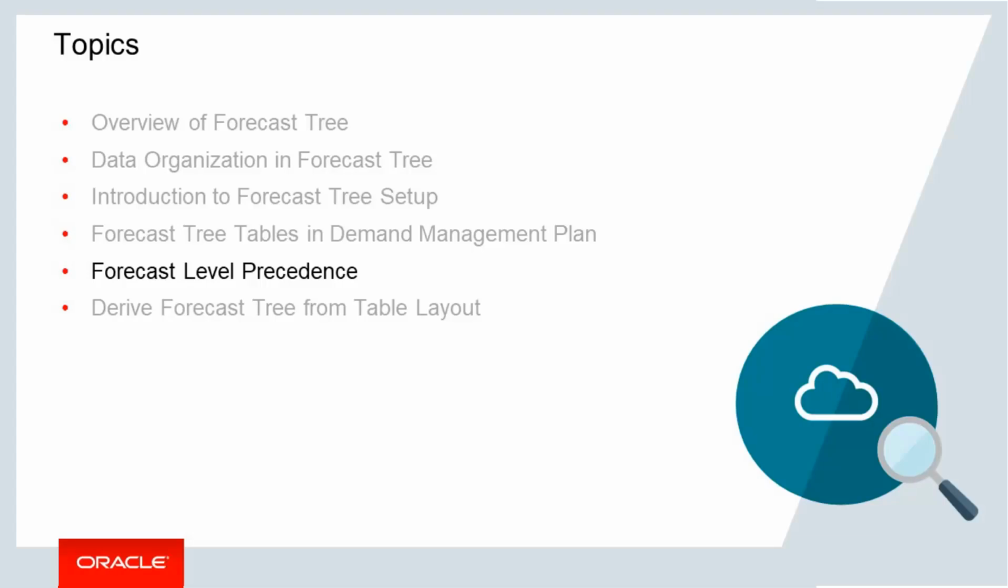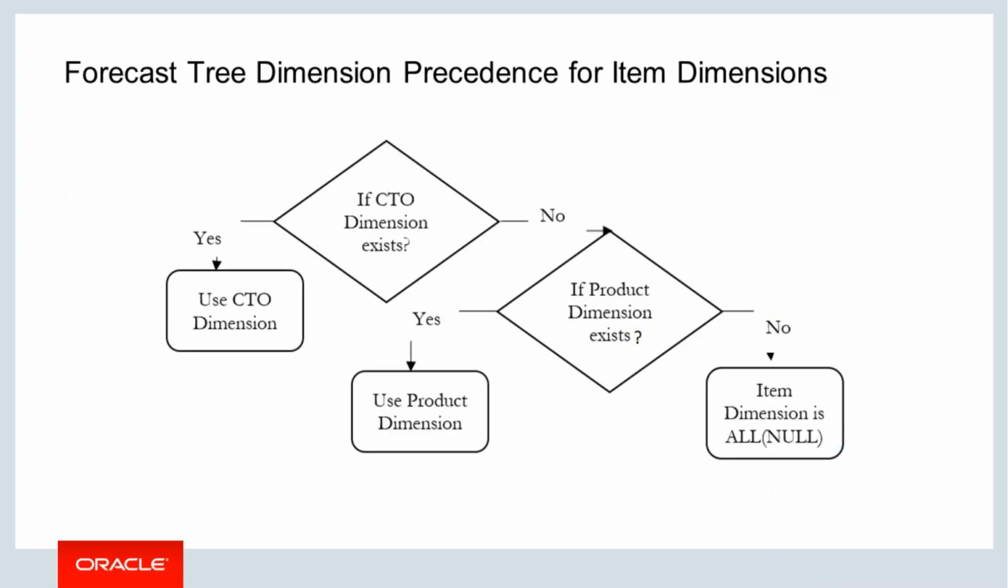Next, we will cover the dimension precedence in the forecast tree. Before I demonstrate how to configure the forecast tree, I would like to explain the forecast level dimension precedence. Forecast tree configuration requires two dimensions, one from the item side and one from the location side. Only certain dimensions are valid in the forecast tree configuration. For the forecast item level, CTO and product are the only valid dimensions. CTO stands for configure to order.